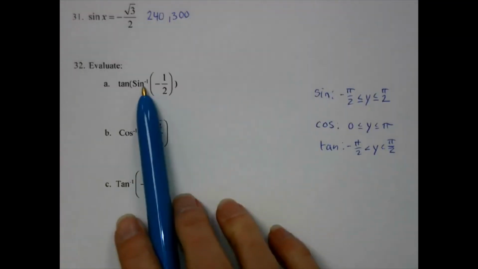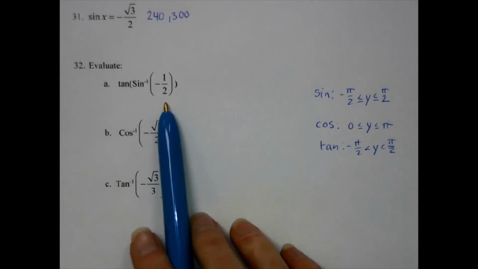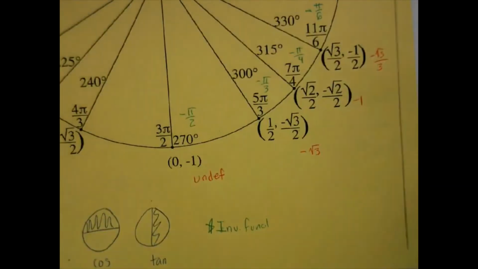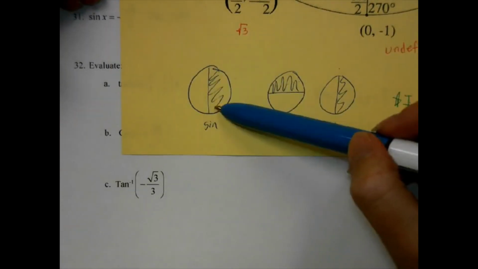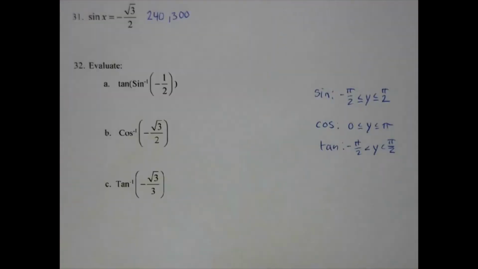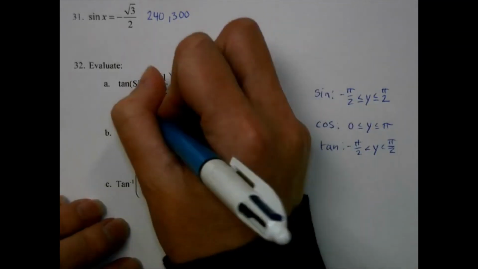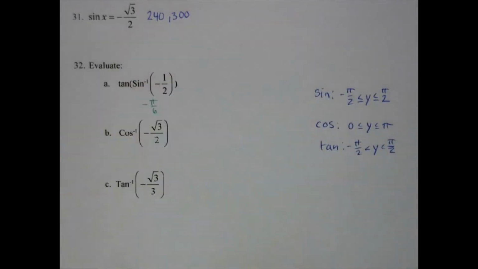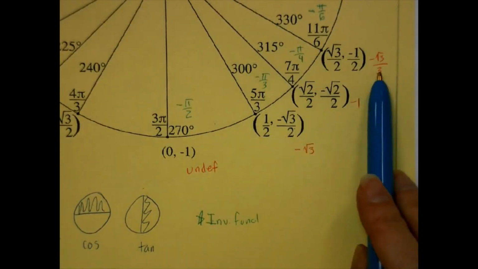So here, where is sine inverse equal to negative 1/2? So you're looking for the y value on this half, so that's going to be right here, but since it's the inverse function, it's not 11 pi over 6, it's negative pi over 6. And then we're taking the tangent at that same location. So turn right back around, negative root 3 over 3.